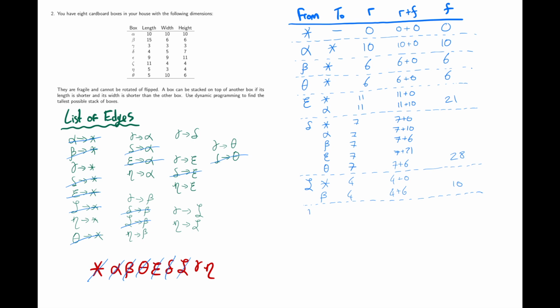We'll now look at gamma. We can place gamma on the tabletop, on alpha, on beta, on delta, on epsilon, on zeta, and on theta. Each time, gamma would contribute a height of 3. And the resulting height from each of these would be, and the best height we can do there is by placing gamma on top of delta to get a height of 31.